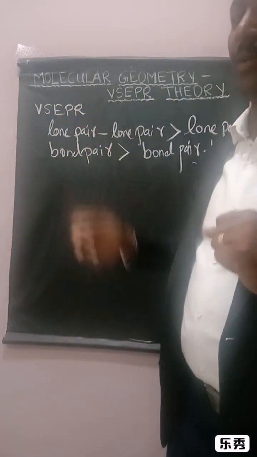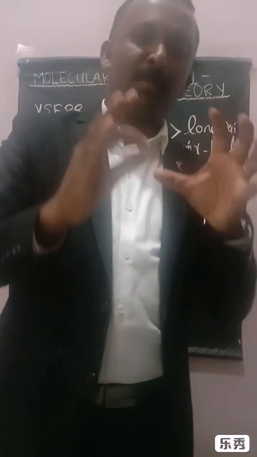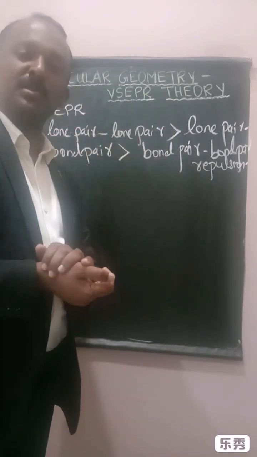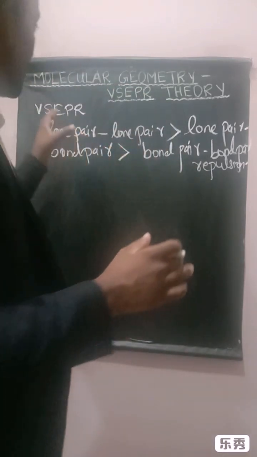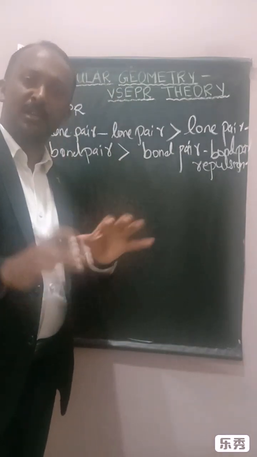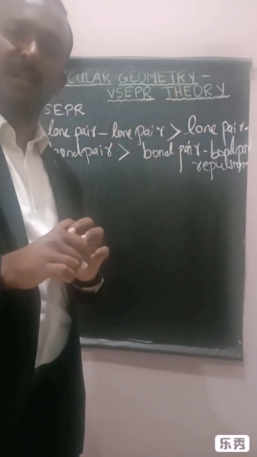Before we discuss VSEPR theory, what is molecular geometry? Molecular geometry deals with the shapes of molecules. We can predict the shapes of any molecules by using what is called VSEPR theory. According to VSEPR theory, the geometry of a molecule depends upon the number of electron pairs around the central atom.